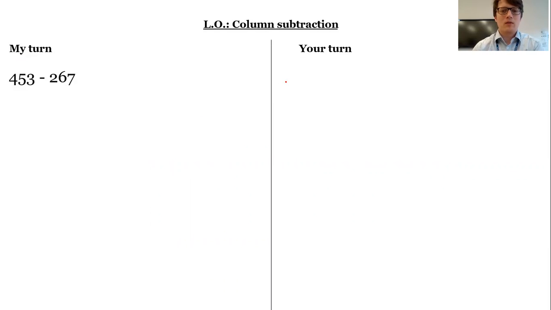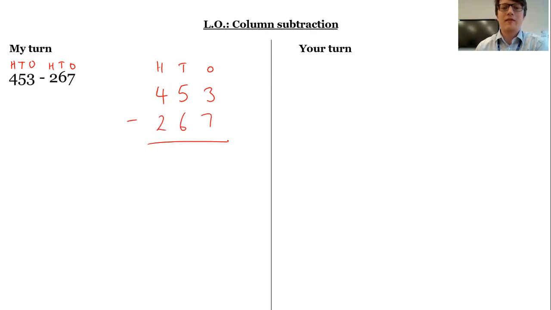Now, that's all well and good, but a bit like we saw with addition the other day, the problem comes when we have to go across a tens barrier. So let's have a look at this calculation here. I'm going to line up my columns again. 453 subtract 267. Now the problem we have here is I've got 3 subtract 7 here.